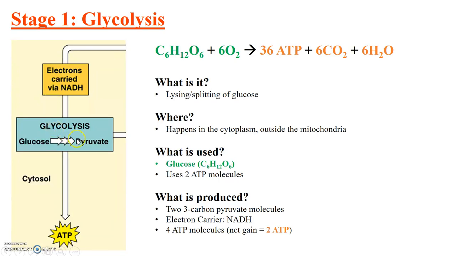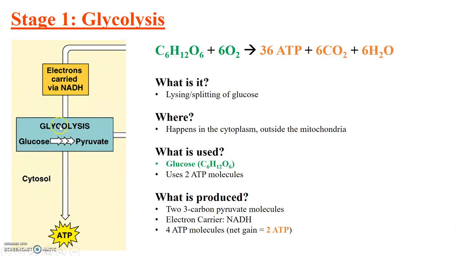It takes energy to do this. So the cell is going to use 2 molecules of ATP to make that happen. Ultimately, glycolysis is making 4 molecules of ATP, but since we're using 2 of them to make this go, it's a net gain of 2 ATP molecules total.